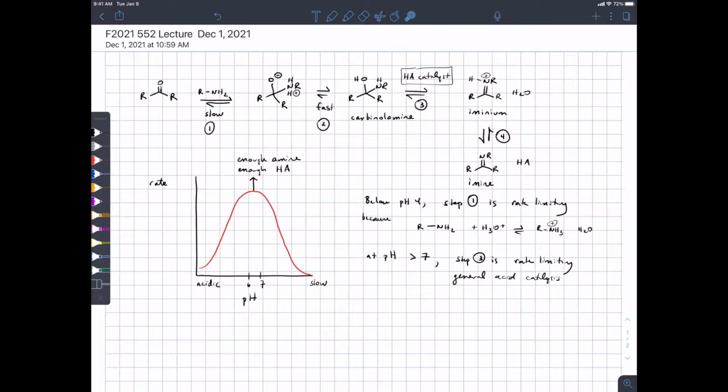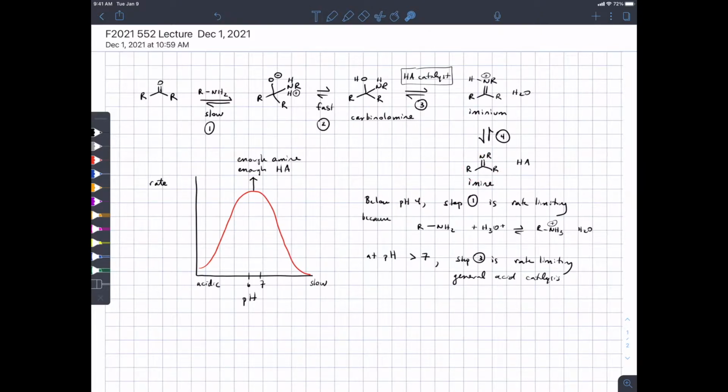I didn't actually know that till I was working on this. And then you need an acid catalyst to protonate the OH group so that it can be a good enough leaving group for the nitrogen lone pair to kick it off. You get the iminium ion, which then loses a proton, restoring the acid and giving you the imine product.